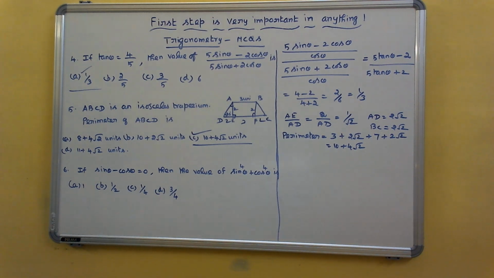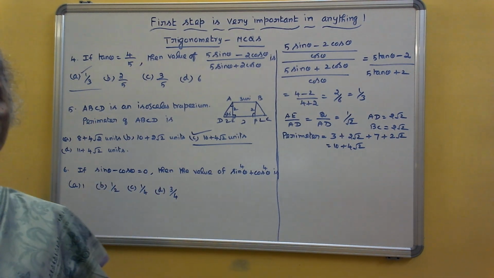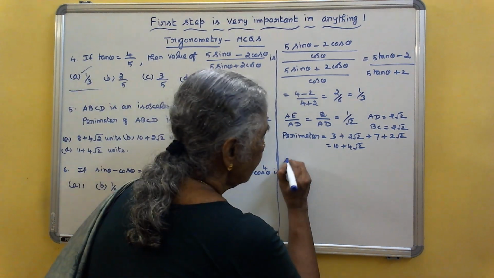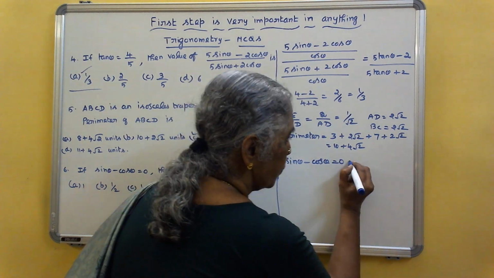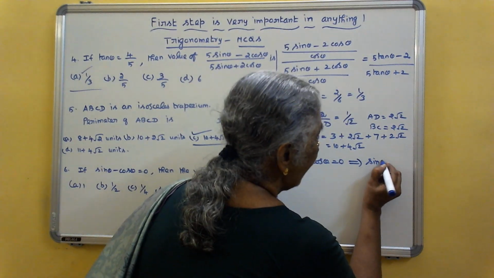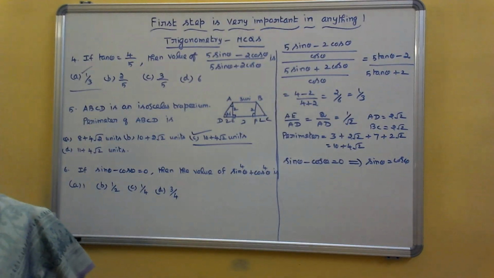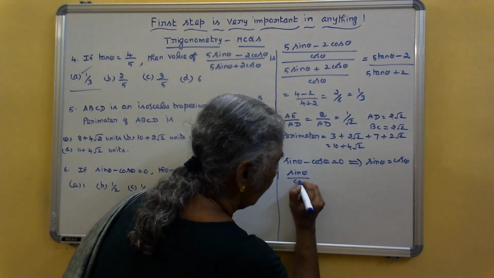Let us move on to the sixth sum. If sin theta minus cos theta is equal to 0, then the value of sin power 4 theta plus cos power 4 theta is, 4 options are given. It is given sin theta minus cos theta is equal to 0. That gives you sin theta is equal to cos theta. Take the minus cos theta to that side. Now let us divide, that is bring the cos theta down.